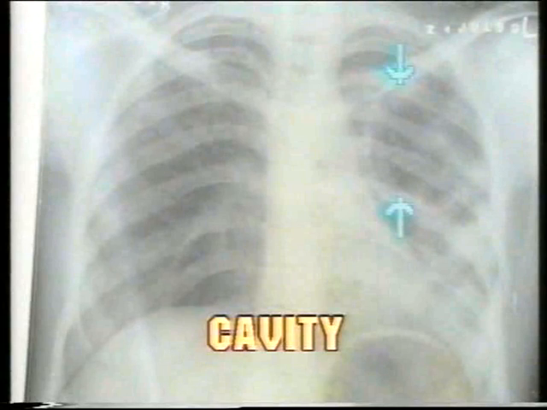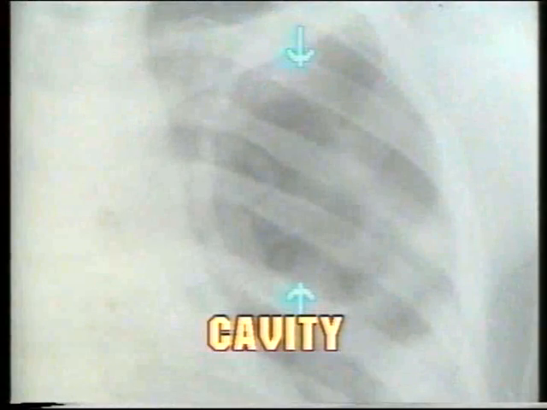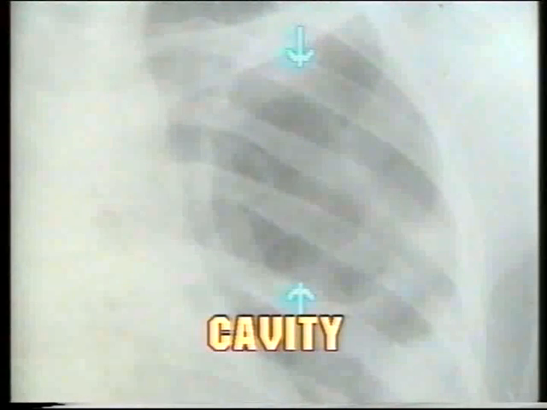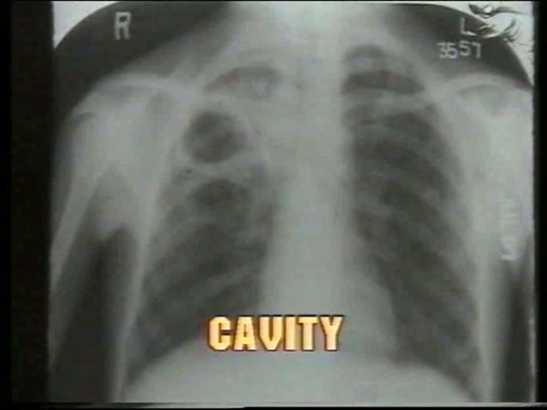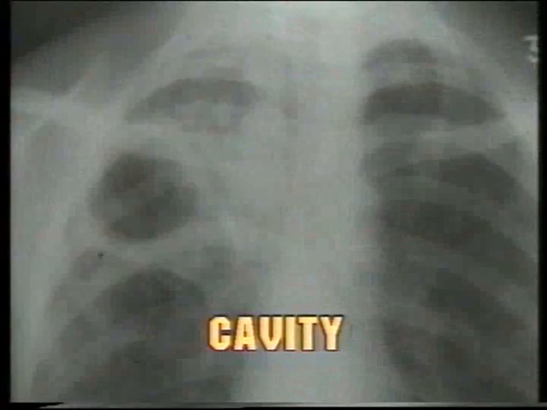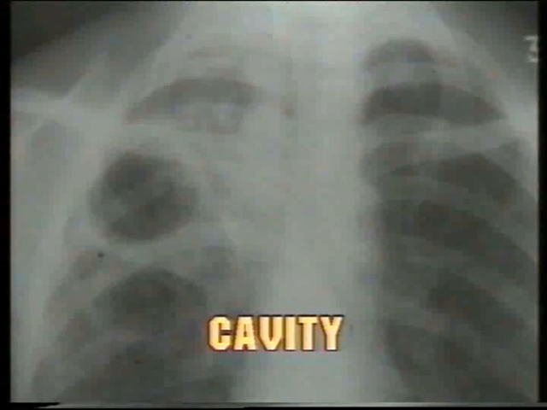In this X-ray, there is a cavity in the left mid and upper zone. It is a very thin-walled cavity and is seen only on close inspection as a radiolucent area without lung markings. This X-ray shows a large cavity in the right upper zone. Note the smooth and thick wall indicating that it is chronic, and the surrounding infiltration in the upper lobe. This is a typical tuberculous cavity.